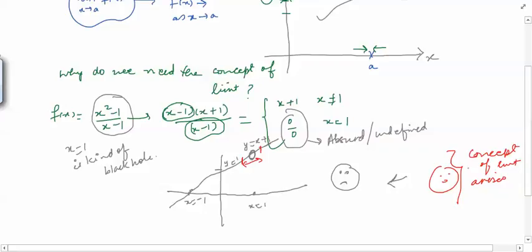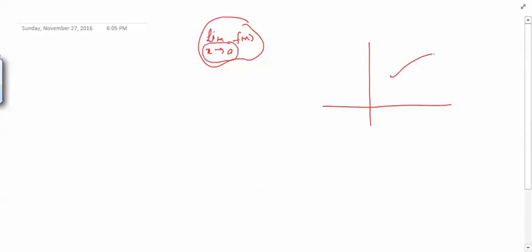Now let us look at how we compute limits. I told you the definition of limit. Limit is the number to which f of x approaches as x approaches a. Now if you have the graph of the function and here is your point a, you can see that x can approach a from two sides, from the left hand side and from the right hand side. So x can approach a from the left hand side.